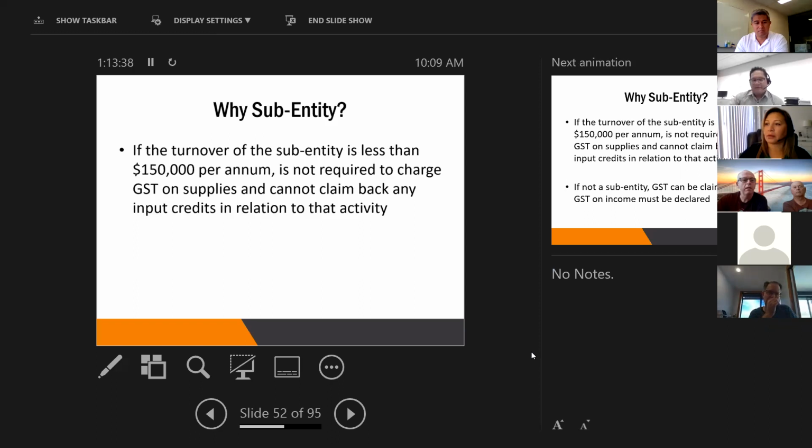And these are some considerations for why an activity is considered a sub-entity. If the turnover of the sub-entity is less than $150,000 per annum, then it's not required to charge GST on supplies and cannot claim back any input credits in relation to the activity. So that there is not confusion on GST, and this Pathfinder club, for example, doesn't worry about GST. The creation of that club needs to be documented by the board minute. They need to have their own bank account, and their accounting needs to be separate from the church's.